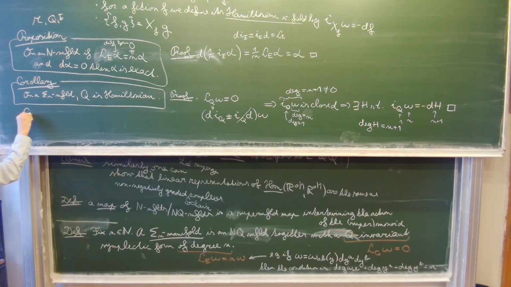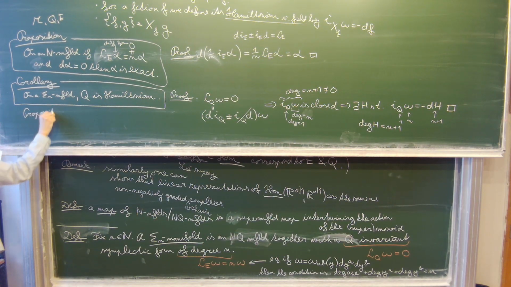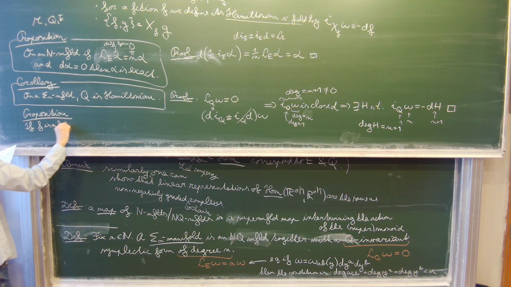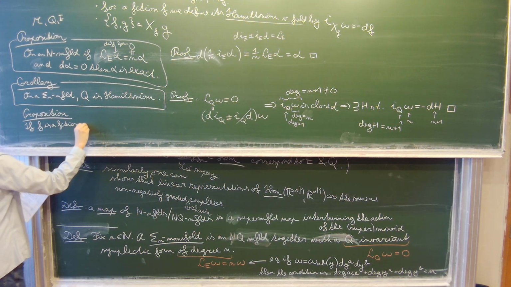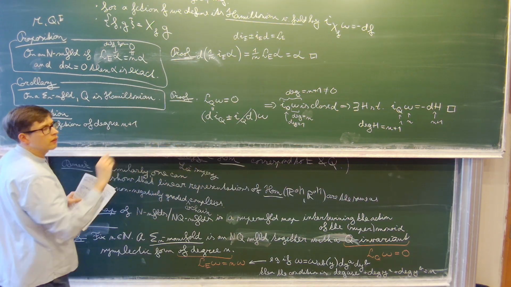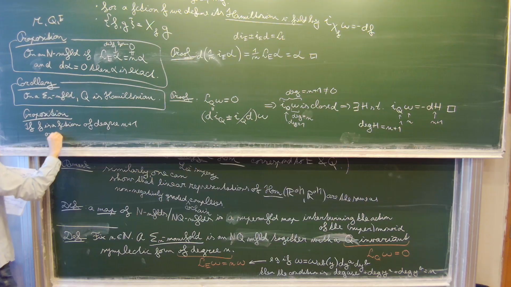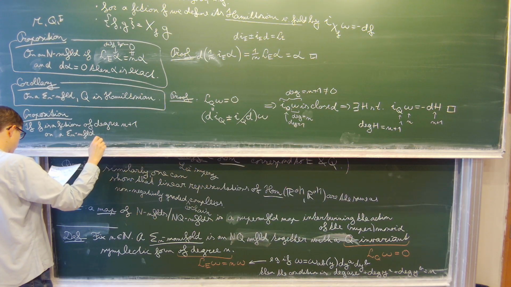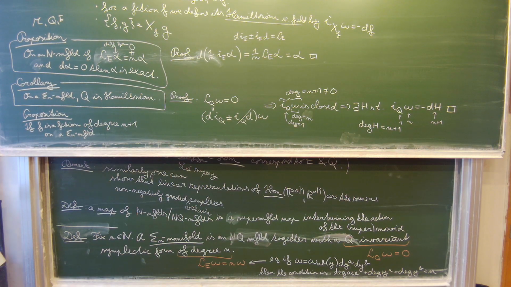Okay. Proposition. This is a proposition intended for those who like science. So, if f is a function of degree n plus 1, just as we had there, on a sigma n manifold, no, sorry. I'm speaking of the wrong proposition. I'm sorry.